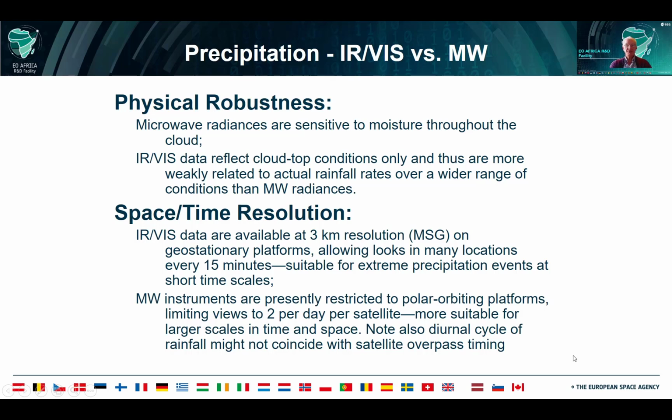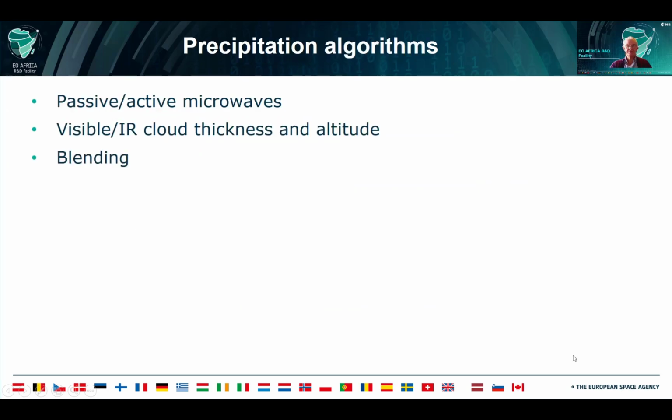On the other hand, the visible thermal infrared is observed by geostationary satellites at a very high temporal resolution. So short timescales, whereas the microwave instruments are restricted to polar orbiting instruments, and therefore we have limited observations. And it might be that given those limited observations, we totally miss the occurrence of precipitation because it happens in between the satellite overpass. There are different precipitation algorithms as well as the combination of those algorithms through a blending procedure.